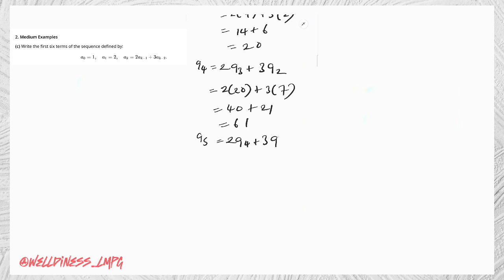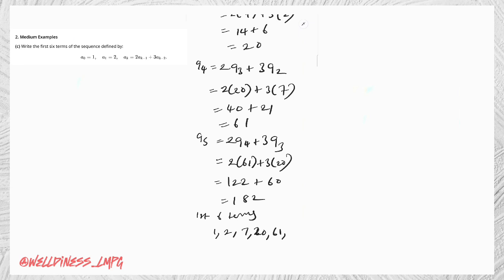Now, for us to get our A5, all we have to do is substitute 5 everywhere we have K, and that will leave us with 2A(5 minus 1) plus 3A(5 minus 2). And we know that 5 minus 1 is 4, and 5 minus 2 is 3. And we know we solved for A4, which gave us 61, and we solved for A3, which gave us 20. So that's going to leave us with 2 times 61 plus 3 times 20. And 2 times 61 is 122. 3 times 20 is 60. So 122 plus 60 will give you 182. So our first six terms are 1, 2, 7, 20, 61, and 182.